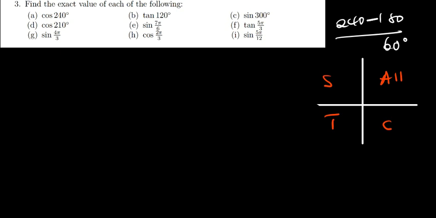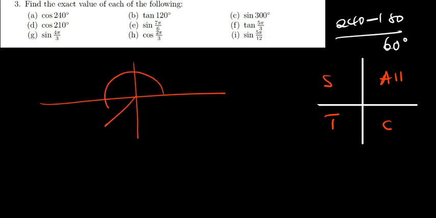part D. So part D, we are looking at 210. So where can we find 210? 210 is in the third quadrant. So 210 is there. So it will be 210 minus 180 to find the reference angle. So what is 210 minus 180? That is 30 degrees.